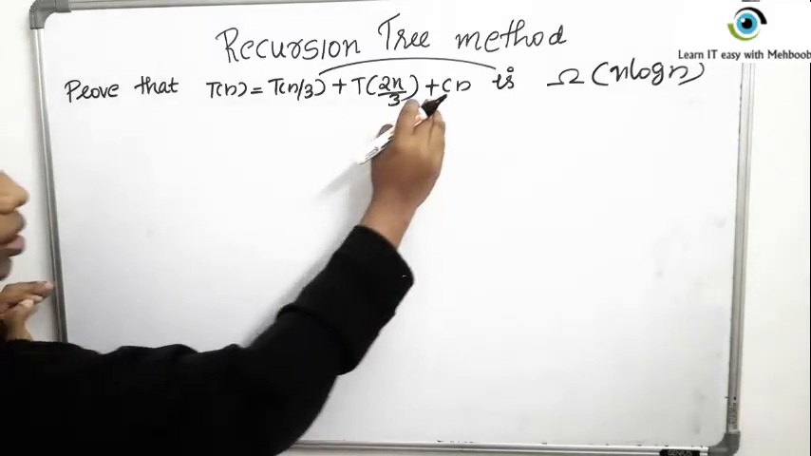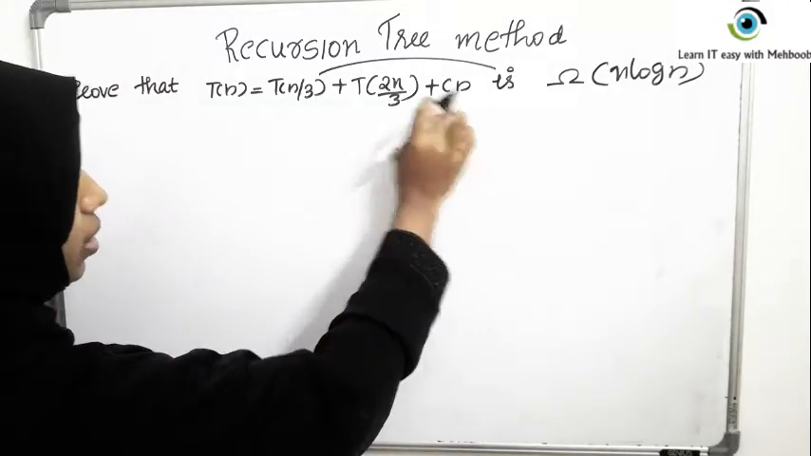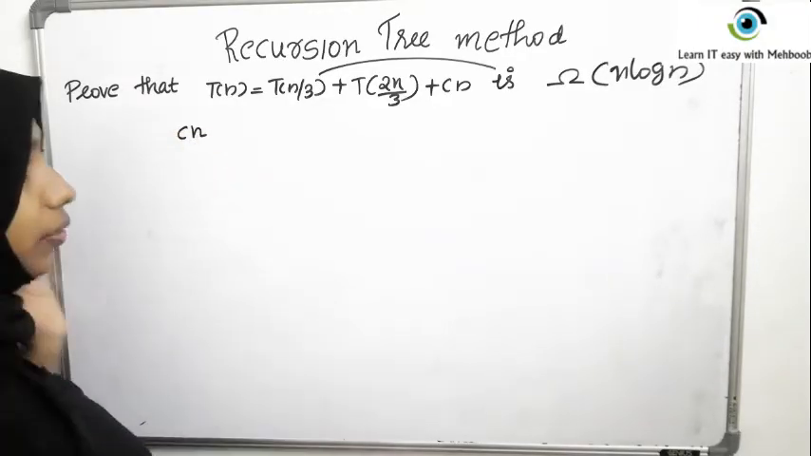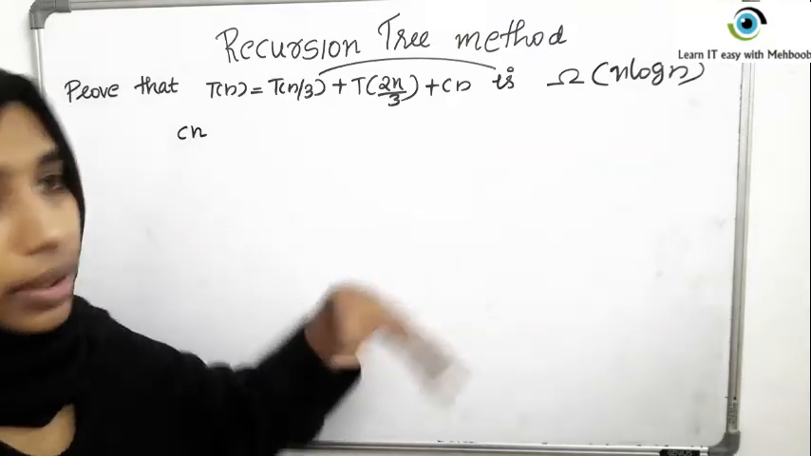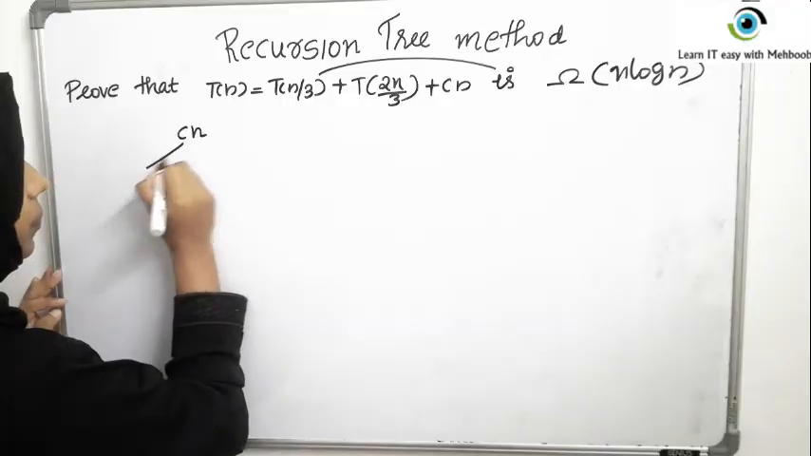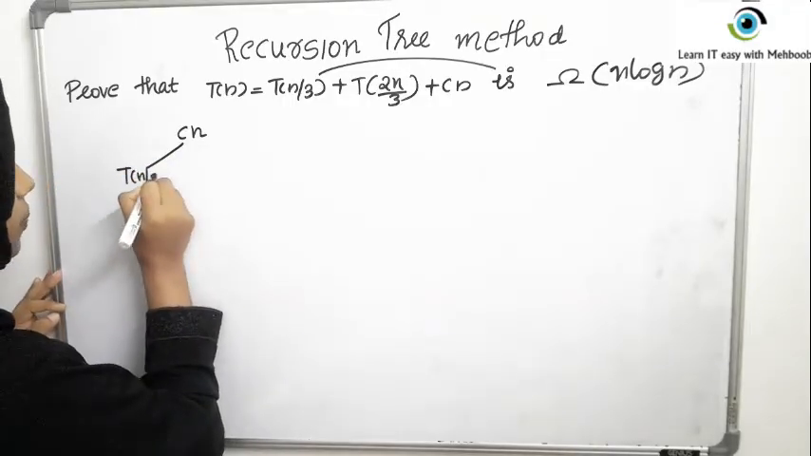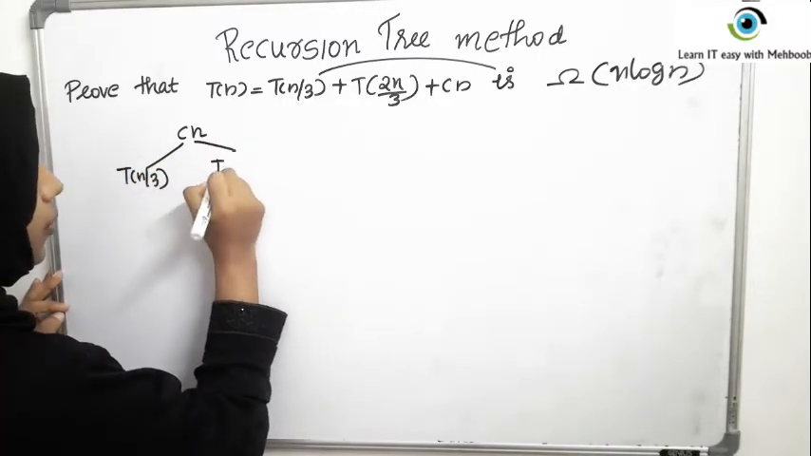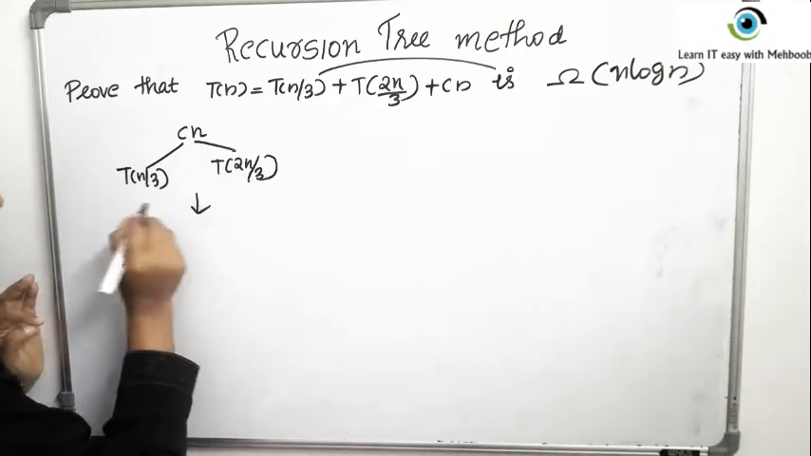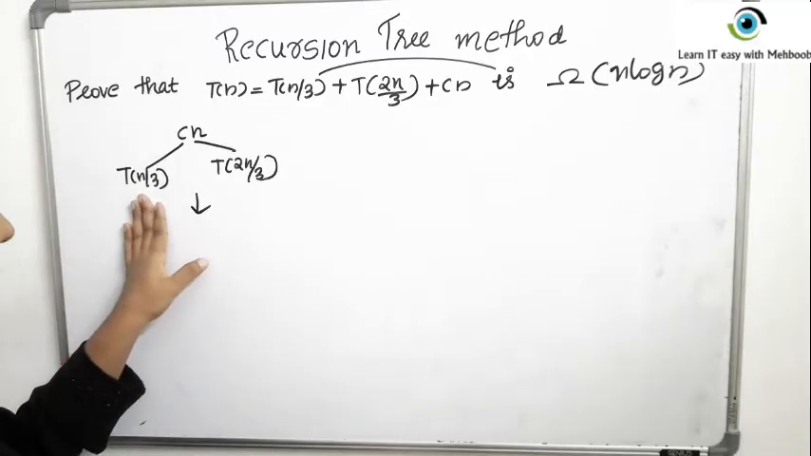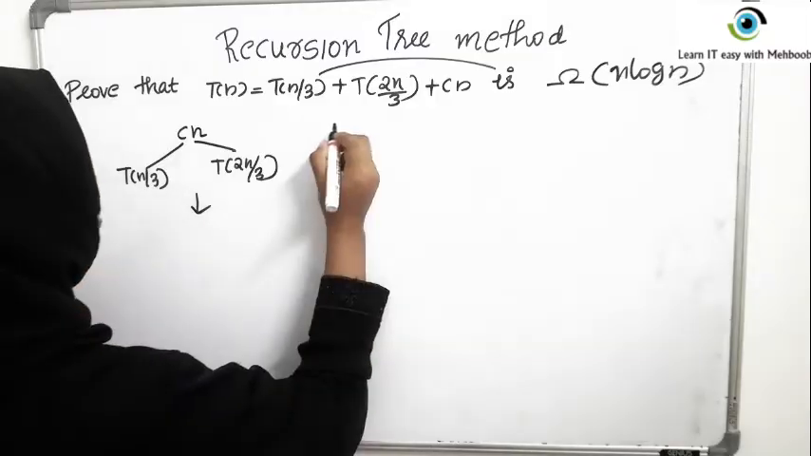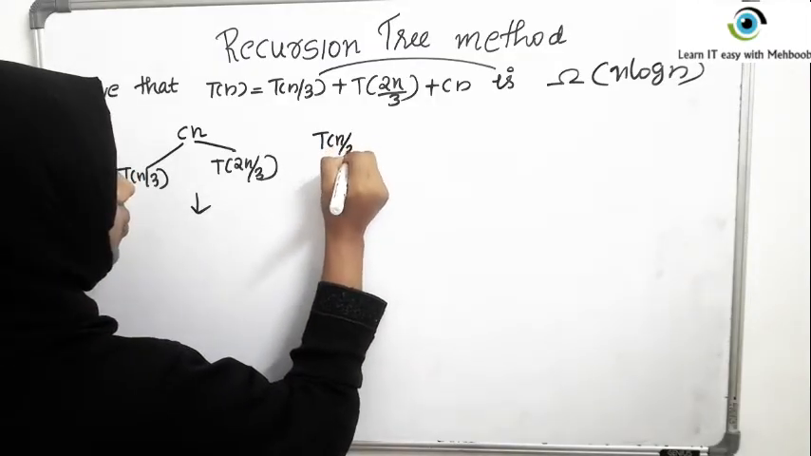So again, this is the term without any T's, so that is going to be the root. So Cn is the root. That is how we find out the root. I mean, it's not the second term and all, it's the term without any T's. So T of n by 3. Now T of 2n by 3. Now you have to expand T of n by 3 and you have to expand T of 2n by 3 separately. So I'll do T of n by 3.